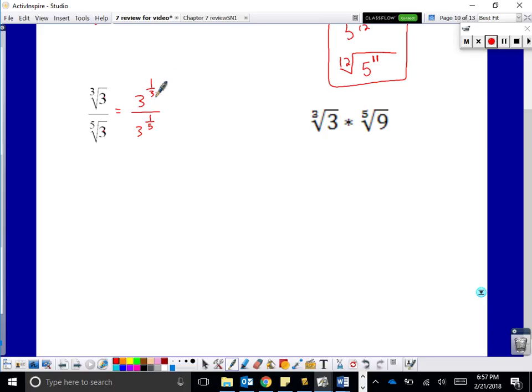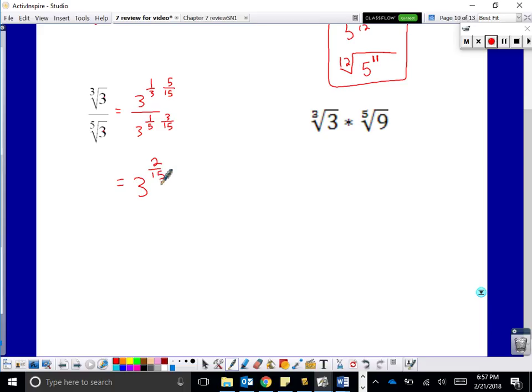And in doing so, I need a common denominator. So I'm going to do this over 15. So that's going to be 5 over 15. This is going to be 3 over 15. So my answer, since I had the same base, that stays in my answer, 3 to the 2 over 15.